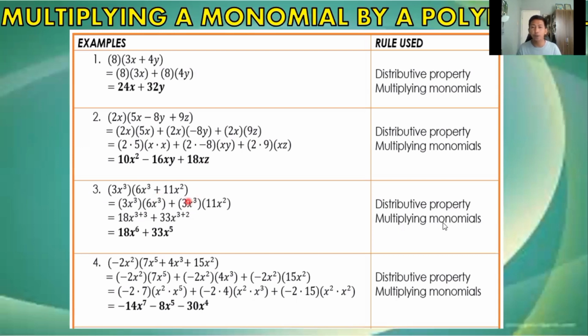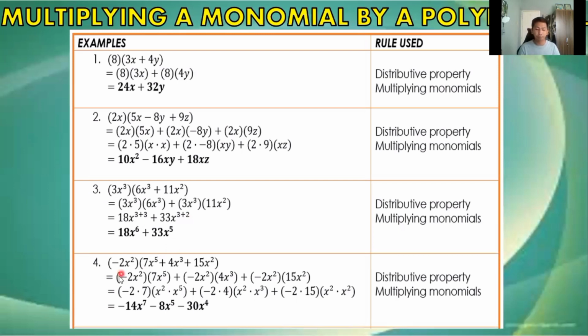Number 3, we have 3x cubed times the quantity 6x cubed plus 11x squared. Ganun pa rin, you apply the distributive property. So we have now 3x cubed times 6x cubed. It will give us 18x raised to 6. It's not raised to 9 because we apply here the product rules. Same base or common base, copy the common base, and then you have to add the exponents. Plus 3 times 11, it's equal to 33. Then you add the exponents, copy x. x is raised to 3 plus 2. So this will give us a product of 18x raised to 6 plus 33x raised to 5.